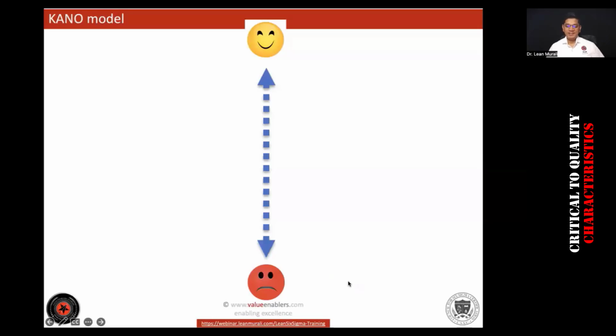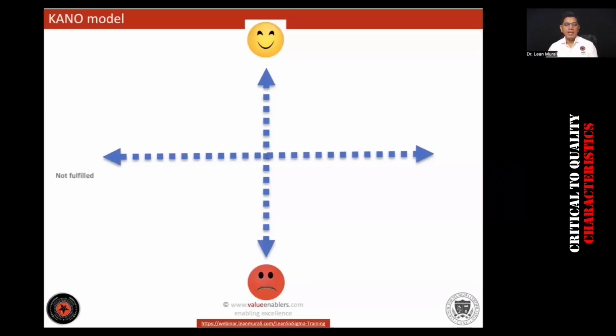Okay, fine. So on the vertical axis, we have customer satisfaction. As you go higher, the customer is very happy. As you go lower, the customer is angry. Okay. On the x-axis, the horizontal axis, we have the needs of the customer which are not fulfilled towards the left side, and the more we go towards the right side, the needs of the customers are fulfilled. Okay. Now, if you fulfill the needs of the customer, will the customer be happy or sad?